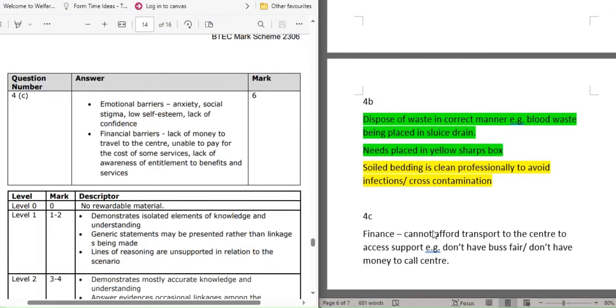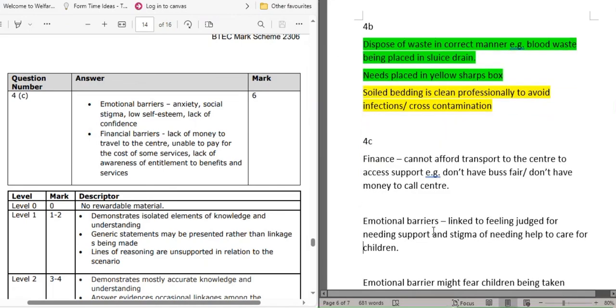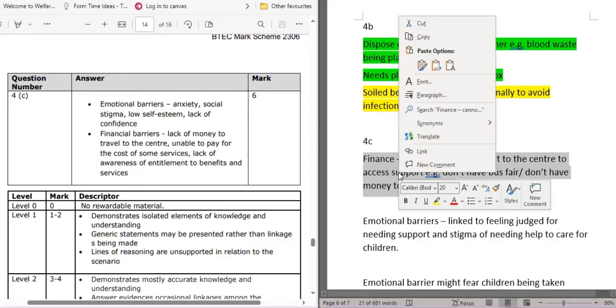4C was about the emotional and financial barriers. So financial barriers we did first, which was lack of money to travel to the centre. We've got that, and I've given the specific about can't afford bus fare, although I've put buses with two S's. And don't have money to call the centre. So there we go. Lack of travel to the centre, unable to pay for the cost of services, lack of awareness of benefits. So I could have done a little bit extra there in terms of not being aware of benefits.